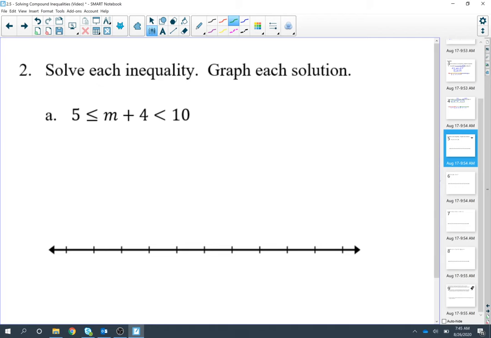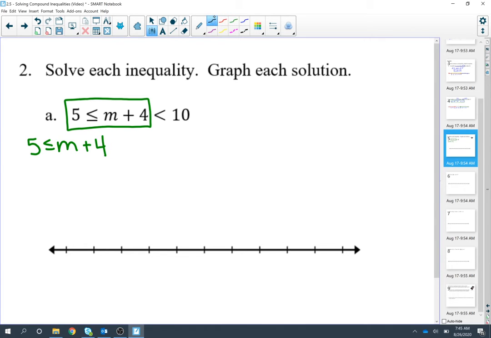And the answer is it's an "and" because it's written with one statement in the middle. If it's an "or", you physically have to use the word "or". So this is an "and" statement. The way we deal with "and" statements, you're first going to consider your left-hand side. Just kind of knock that out. And over here, we're going to write 5 is less than or equal to m plus 4.